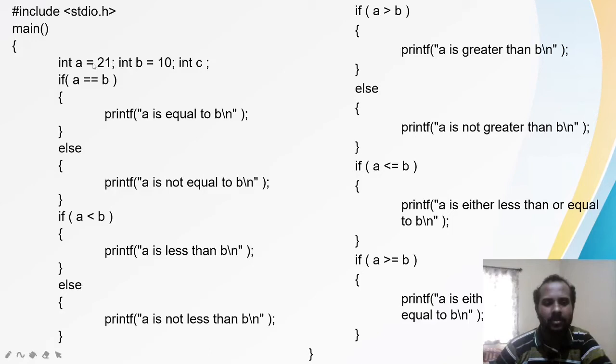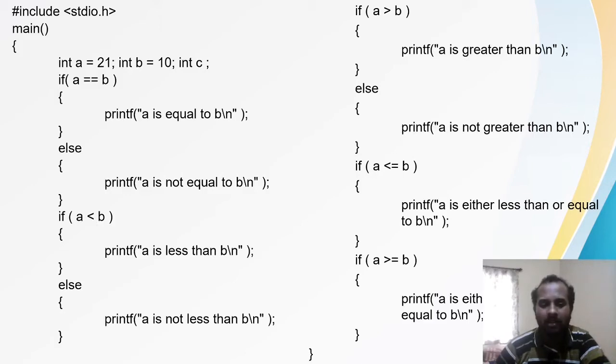So I have used int a equal to 21 and b equal to 10, and I am comparing them. If a == b, that is if a is equal to b, then it is going to print a is equal to b. Else, if it is not true, that is if it is false, then it is going to print it is not equal. Now next it is going to check whether a is lesser than b.